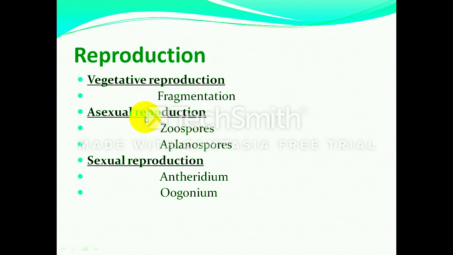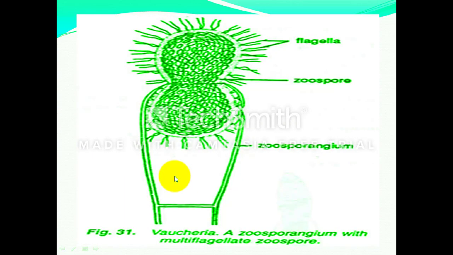Next is asexual reproduction through zoospores and aplanospores. Zoospores: a single compound multiflagellated zoospore is produced in a club-shaped zoosporangium, which is cut off from the ends of the erect aerial branch. In the aerial branches, the end of the filament becomes swollen and a large number of nuclei and chloroplasts aggregate here, and this part is then cut off from the rest of the filament by a septum.